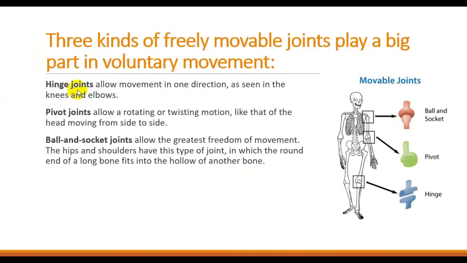The first one is the hinge joint, which allows movement in one direction only, as we have in our knees and elbows. We are only able to bend our elbow forward, not backward, and we can say the same thing for our knee. The second is pivot joints, where we can rotate and twist the bones. For example, our head, we can twist it and move it side to side. The next kind are ball and socket joints, and they have the greatest freedom. It means we can move them in each direction that we want.